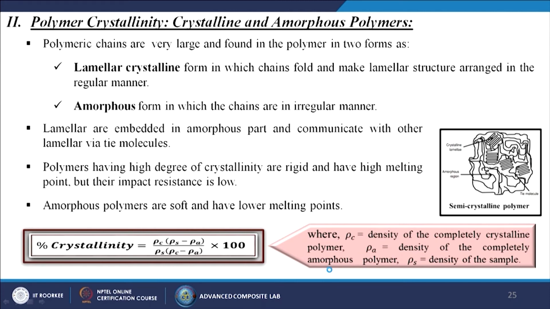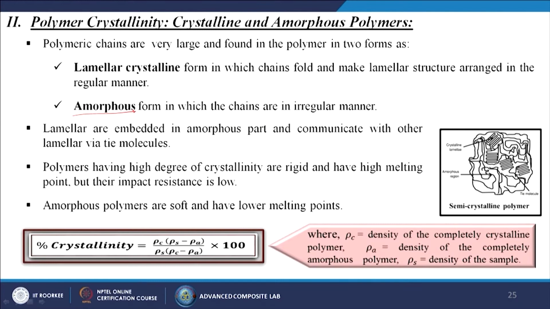Now, we are going to discuss polymer crystallinity. From this particular slide we can get information about crystalline and amorphous polymers. Generally polymer chains are very large, as I already told you, and are found in the polymer in two forms: the lamellar crystalline, and the amorphous. What is lamellar crystalline? In it the chains fold and make a lamellar structure arranged in a regular manner. And what is amorphous? In it the chains are in an irregular manner. So, lamellars are embedded in the amorphous part and communicate with other lamellae via tie molecules.